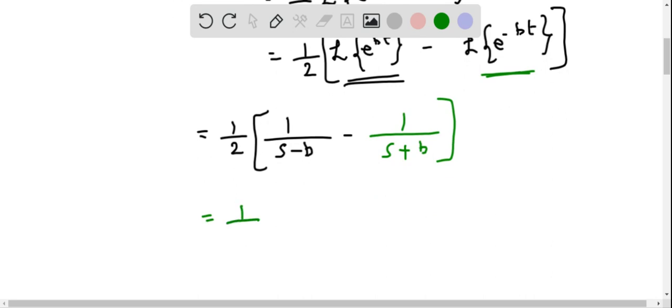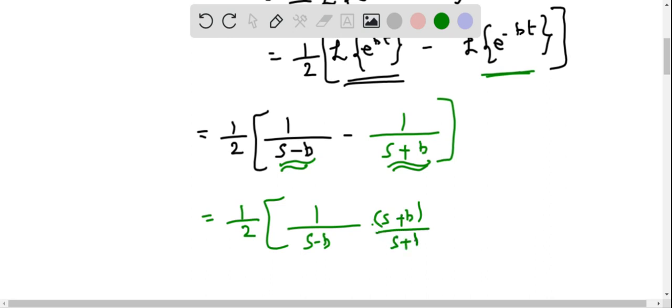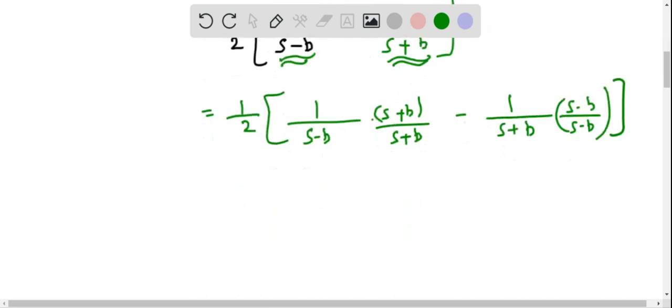So this equals 1 by 2 times the common denominator, which is the product of these two denominators. So we will have the common denominator s minus b times s plus b, which means in the first fraction we have to multiply by s plus b, so that we will get the common denominator. And similarly, for the second fraction, we have to multiply by s minus b, multiply and divide. So we now see that this can be further simplified.